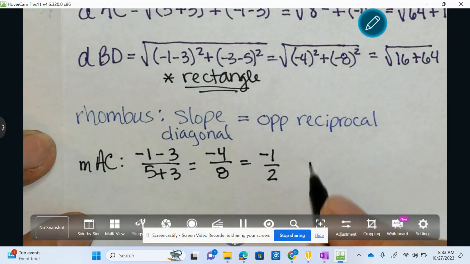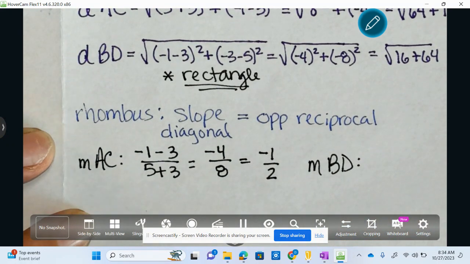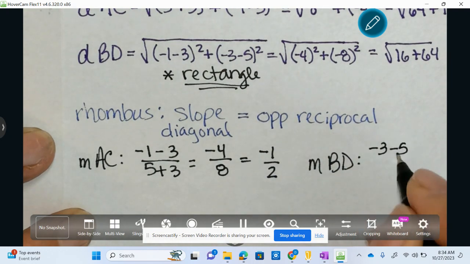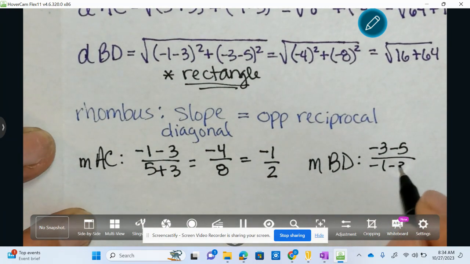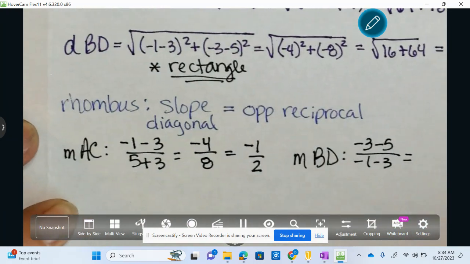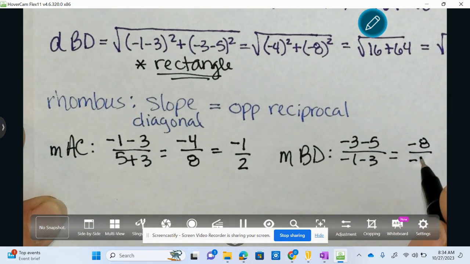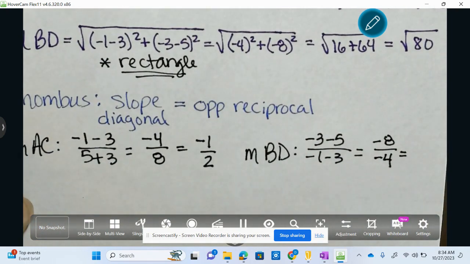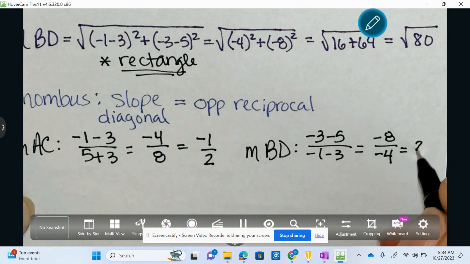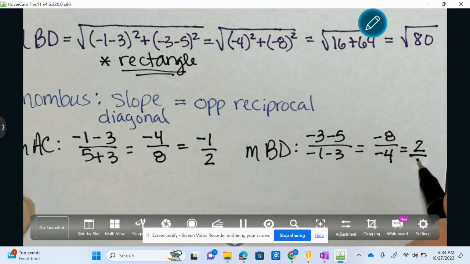Let's find the slope of BD. So y coordinates, negative 3 minus 5 over negative 1 minus 3. Well, negative 3 minus 5 is negative 8. And negative 1 minus 3 is negative 4. A negative divided by a negative is a positive, and 8 divided by 4 is 2. Remember, this is the same thing as 2 over 1.